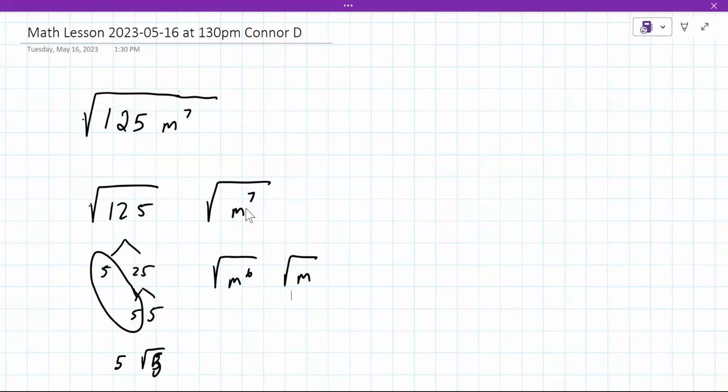You always go down to the next integer in this case. Notice the sum 6 and 1 is 7. You remember how to reduce the square root of m to the sixth?